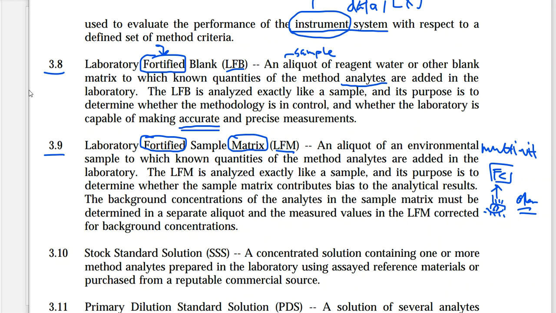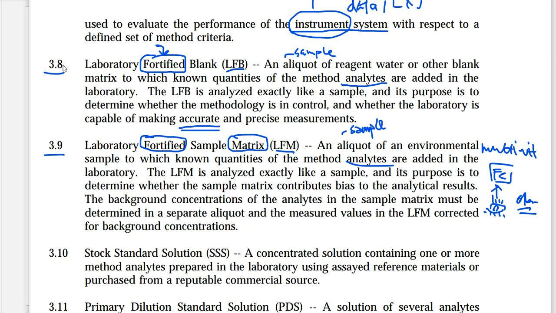3.9, the laboratory fortified sample matrix. So again, an aliquot, a sample or a portion of an environmental sample to which known quantities of the method analytes, and again, that's the stuff that we're looking for, are added in the lab. The LFM is analyzed exactly like a sample, and its purpose is to determine whether the sample matrix contributes bias to the analytical results. The background concentrations of the analytes in the sample matrix must be determined in a separate aliquot, and the measured values in the LFM corrected for background concentrations.